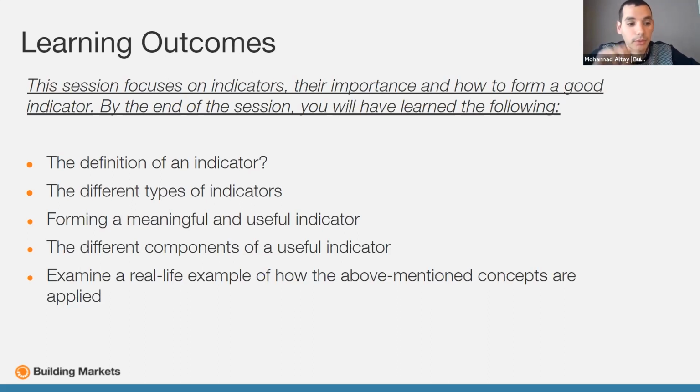Number three is how to form a meaningful and useful indicator. We will see this in detail. Learning outcome number four is the different components of a useful indicator. Here we will see what the indicator consists of. Last, we will apply what we learned. We will take a real-life example: we will select a project and a service and come up with indicators for it. Then we will select one of the indicators and see its components.